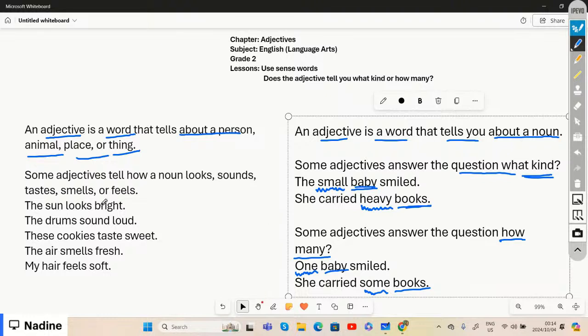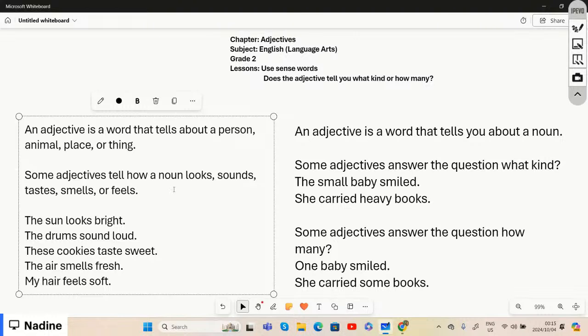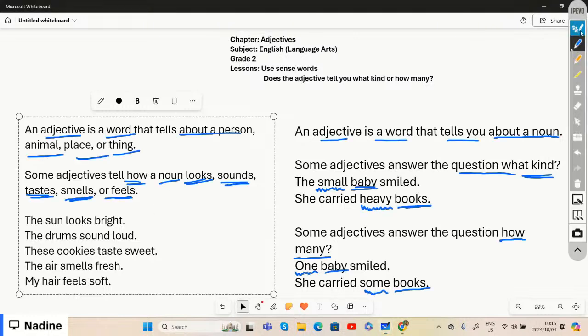And it says some adjectives tell you how a noun looks, how it sounds, how it tastes, how it smells, and how it feels. That is where we say we use sense words. Because sense words tell you how a noun looks, how the noun sounds, how the noun tastes, how the noun smells, or how the noun feels.